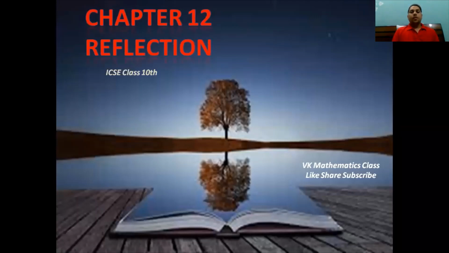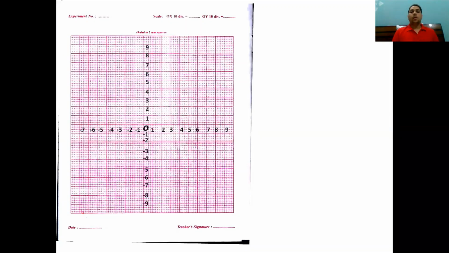In this chapter, we'll basically deal with reflection of a point in a Cartesian plane and reflection of 2D figures in the Cartesian plane also. Okay. Now let's begin with some basic concepts. Here we have a graph and we have to identify a point on this graph. First of all, we have to draw a Cartesian plane here.